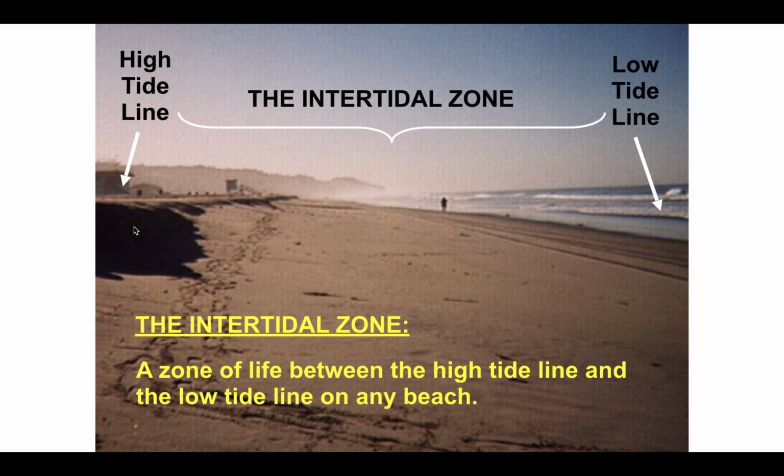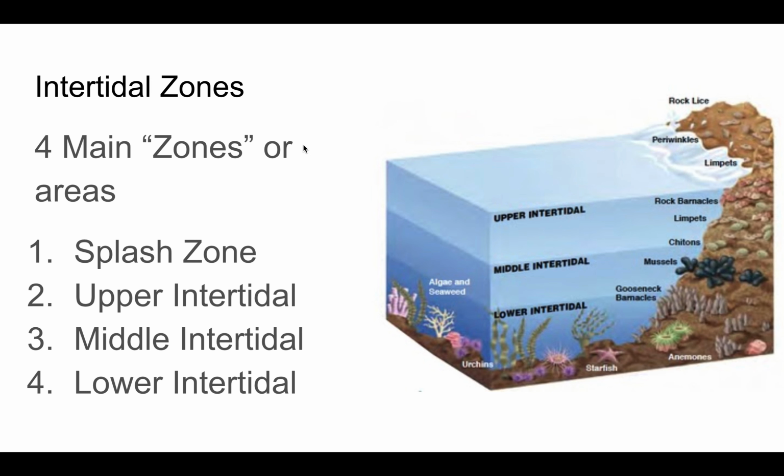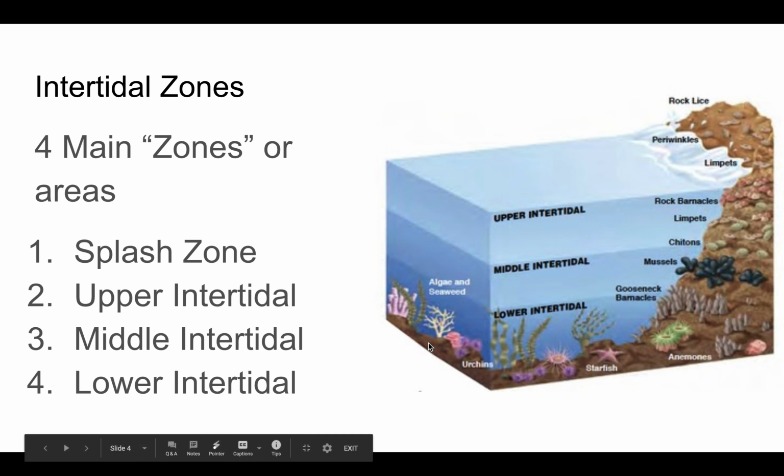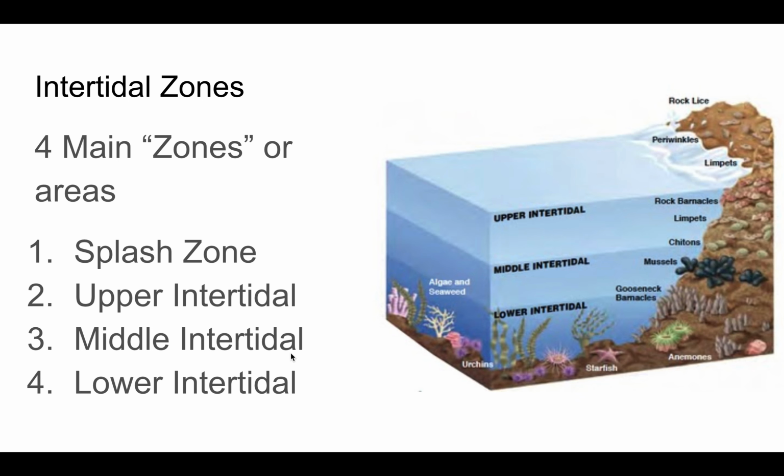This is another visual of that, the high tide line and the low tide line. Everything in between that is the intertidal zone. And there's a lot of changes that happen there because of the tide coming in and out. There are actually 4 zones or 4 areas in the intertidal zone. The splash zone, which is up at the top. It's not listed on this picture, but you can imagine it right up here. The upper intertidal, the middle intertidal and the lower intertidal. And I'm going to talk about each of those further on in this video.